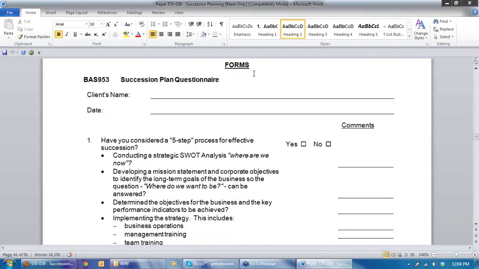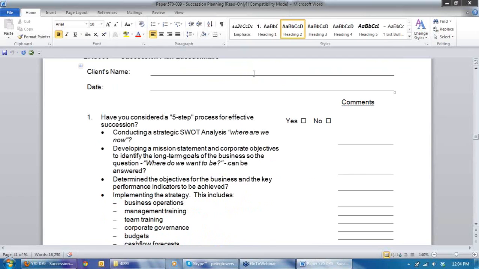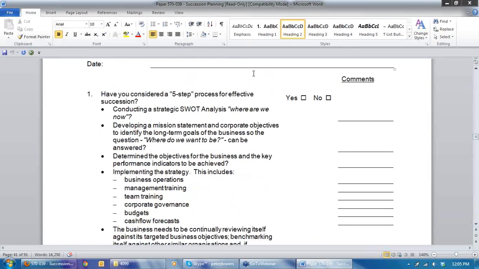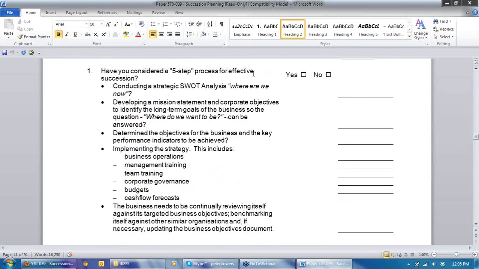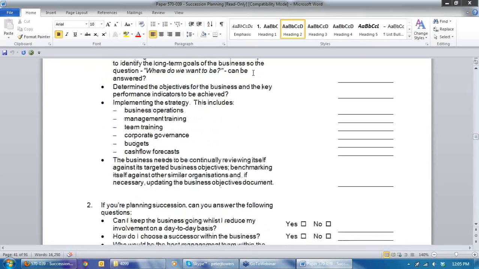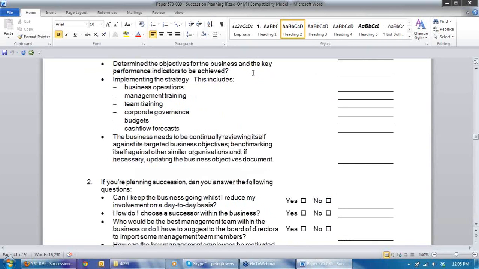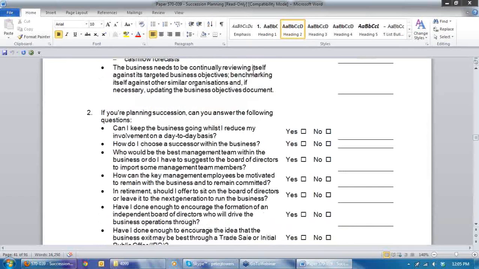The first document to review is probably the succession plan questionnaire. This hopefully will give you some guidance for having a discussion with your client. Now we're assuming this is a business client. They're running a business and they're wanting to start planning their succession. So it's going to cover a review of a range of matters: the management of the business, the actual operations of the business, the competency of the team, budgets, cash flow forecasts, corporate governance that's already operational within the business. How easy is it going to be to replace the key person that you're undertaking this succession review with?